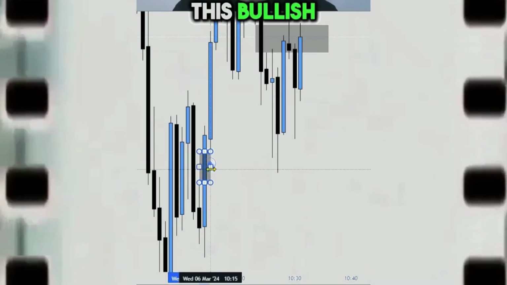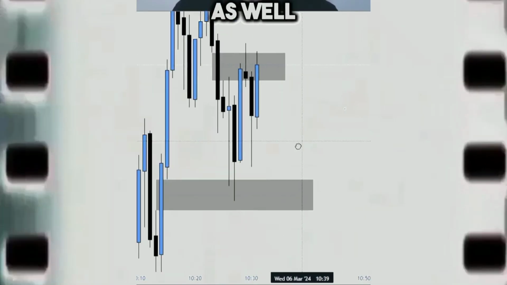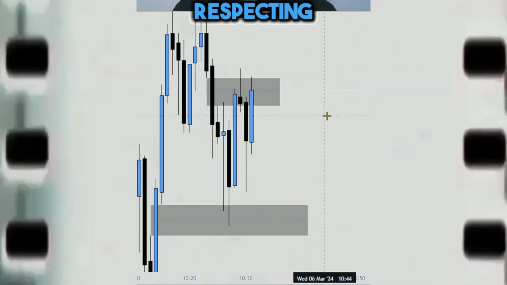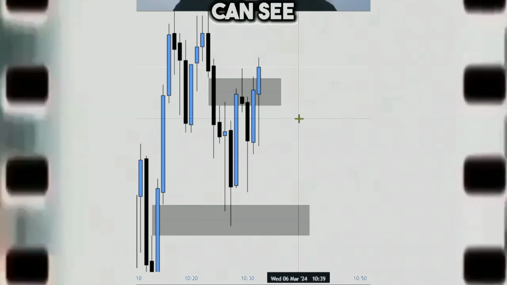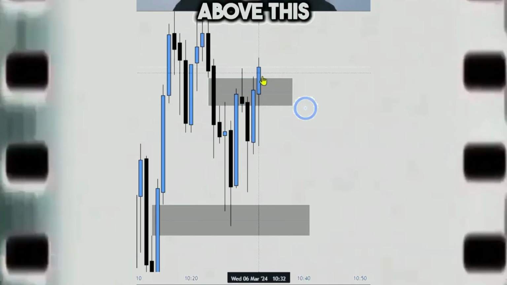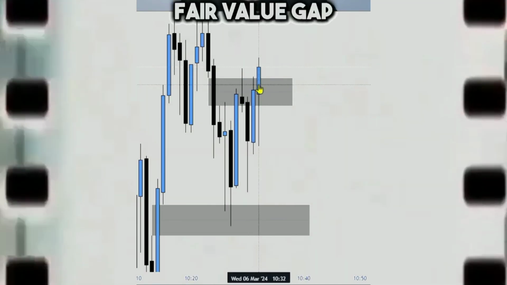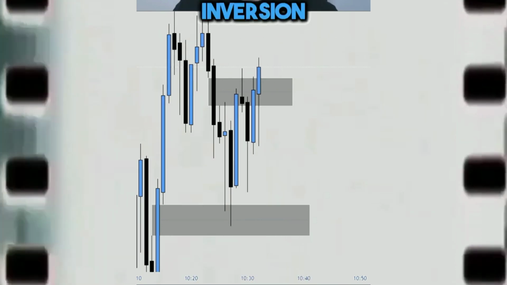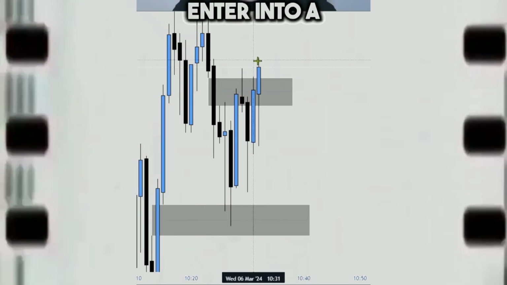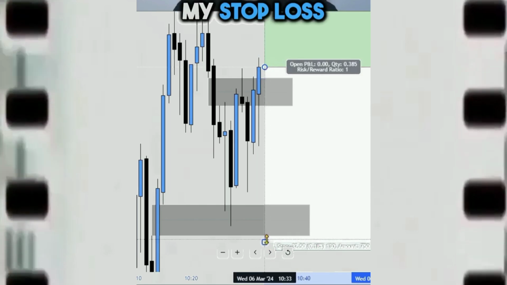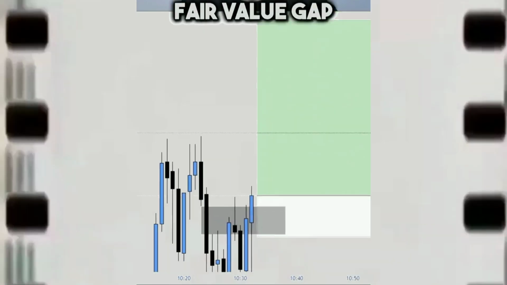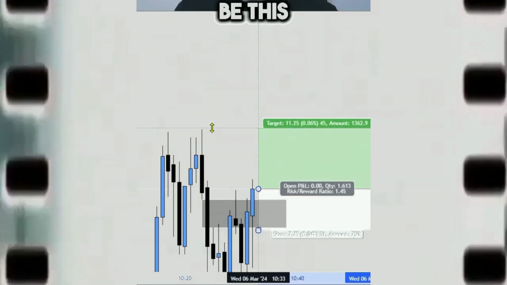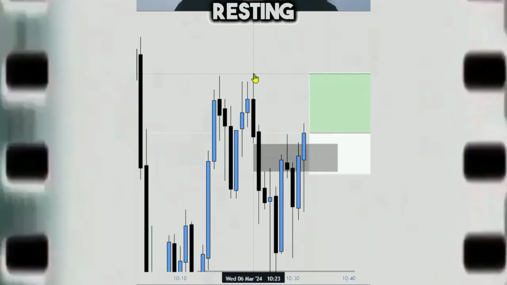So, as we can see, price is currently respecting this bullish fair value gap down here. As well as that, we are also currently respecting this bearish fair value gap. But if we play out the price action, as you can see, we have now had a candle close above this bearish fair value gap, turning it into an inversion fair value gap. So we will enter into a long position. My stop loss will go if we get a candle close back below this bearish fair value gap. Then my take profit will simply be this buy side liquidity resting right here.